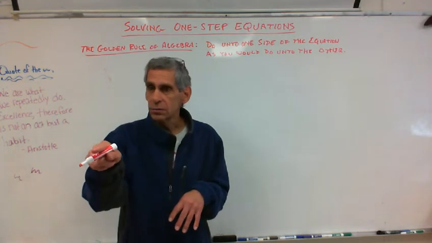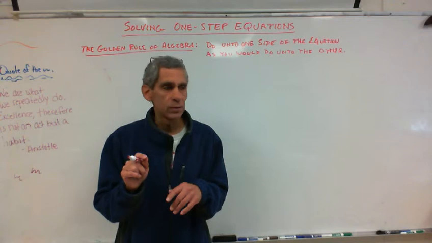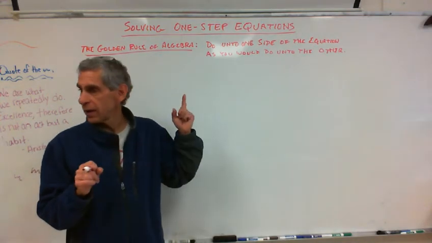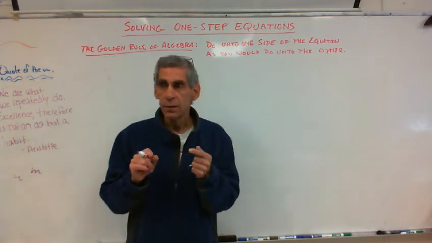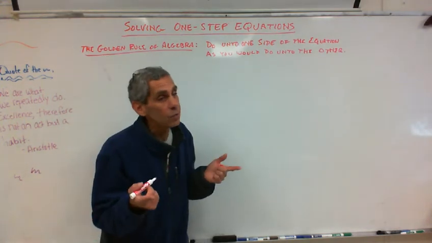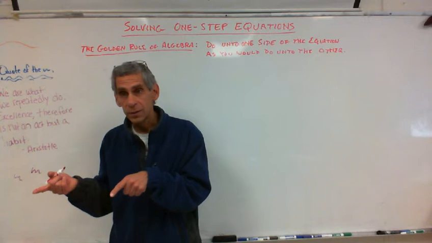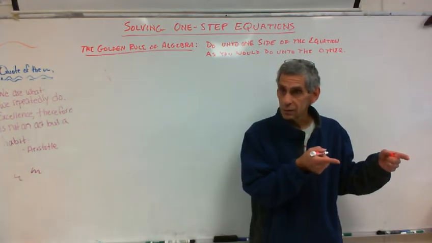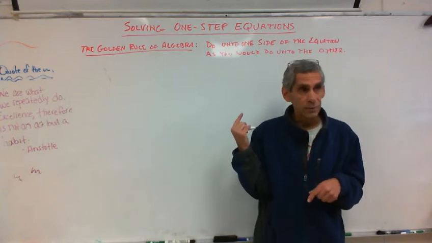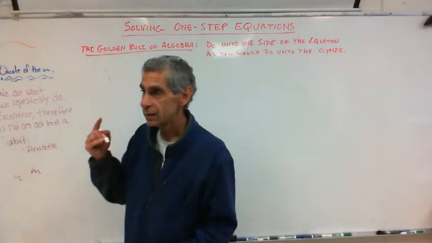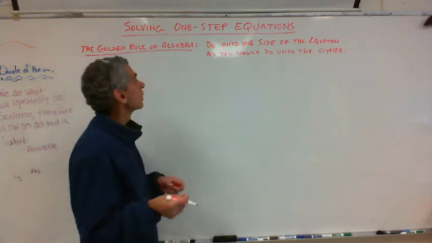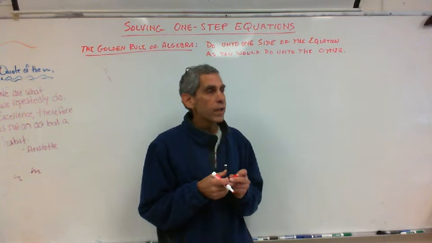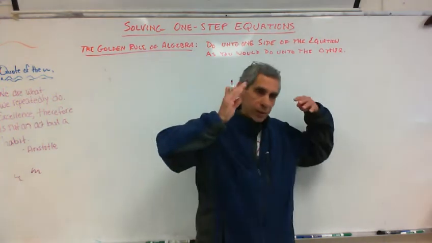Put the book away and get your notes out. Everything I write on this board has to be in your notes. You can do anything you want to one side of an equation as long as you do exactly the same thing to the other side of the equation. That's really what it's saying. It's just more biblical the way we're writing it, because most people know the golden rule. So if you do something to one side, you have to do exactly the same thing to the other side.